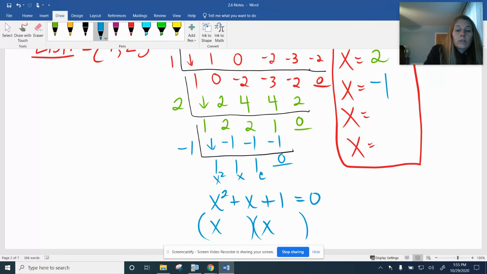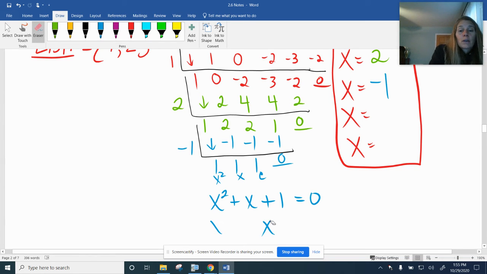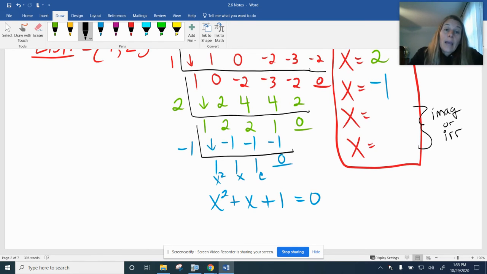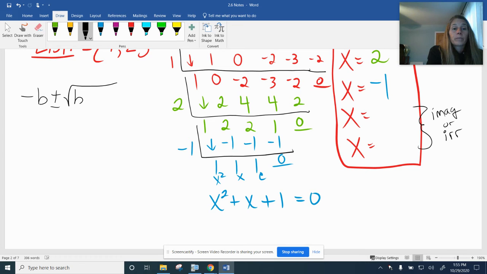However, are there 2 numbers that multiply to get 1 and add up to get 1? There's not, so this is not factorable, unfortunately. So that tells us that these 2 are either imaginary or irrational. When that happens, you have to actually solve this quadratic equation some other way. The easiest way is probably to use the quadratic formula. You could also do completing the square, but if the middle number is odd, I usually don't like to do that because you get a fraction.